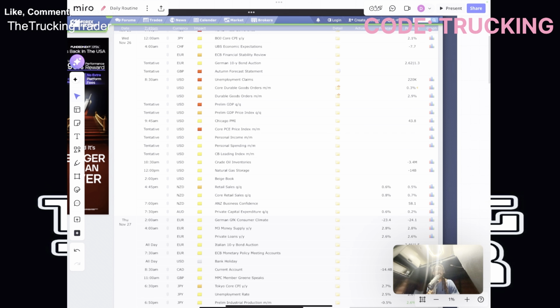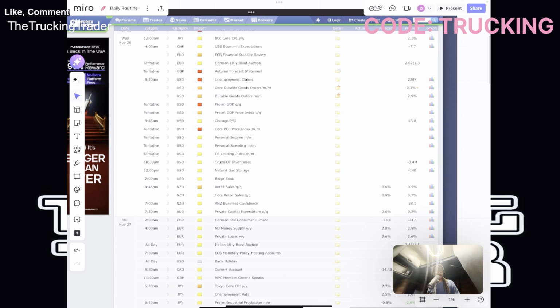And then we have Wednesday, November the 26th, the day before Thanksgiving. We also have a red folder event right there as well at 8:30. It says unemployment claims. And then we have core PCE price index, right? That red folder is coming out as well. So I'm going to be honest with you guys, when it comes to these red folders, I don't even know what most of this stuff means.